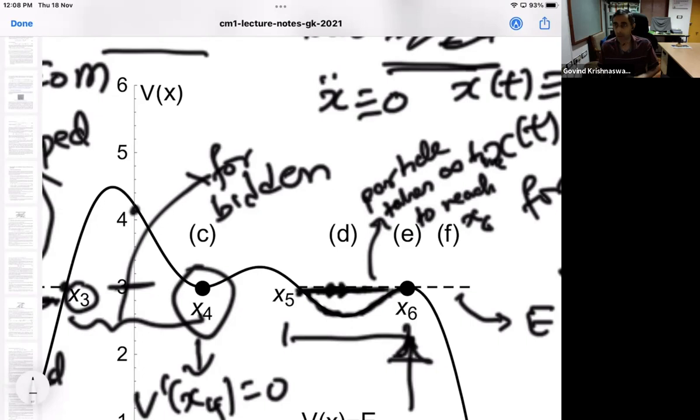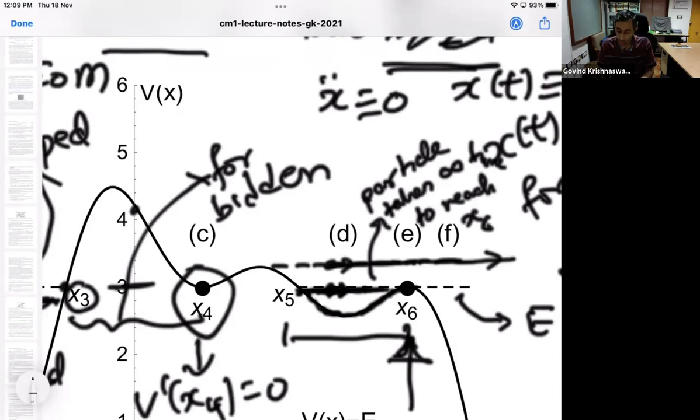Oh, absolutely. You are quite right, Rajdeep. If the energy exceeded the value at x6, and you started somewhere here, rightward directed, then it will reach x6 in finite time and escape further out. So your intuition there is correct. The point is here the energy equals the maximum of the potential.